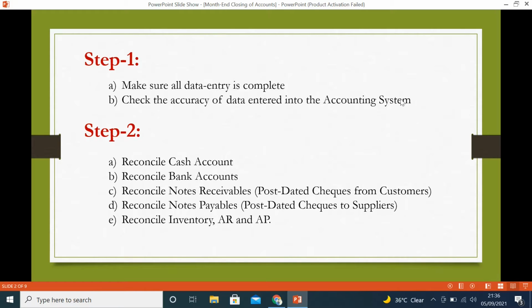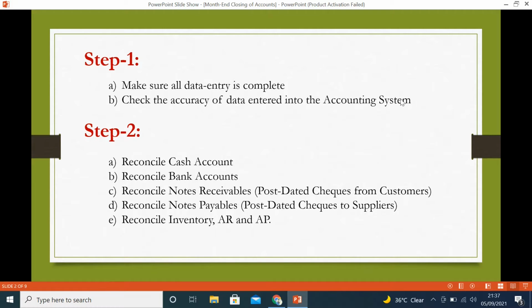Then we need to reconcile the inventory. We need to make a practice of every month, and we need to reconcile our inventory by using the formula opening inventory plus purchases less cost of sales. So it will give us our closing inventory. So it should match with the inventory figure what is showing in our accounting system.